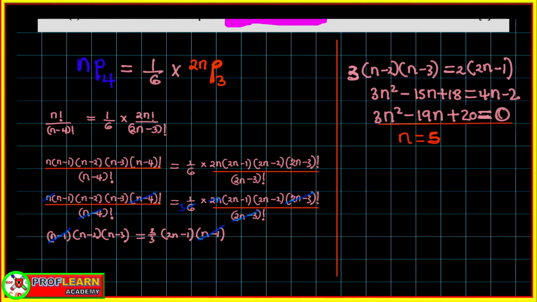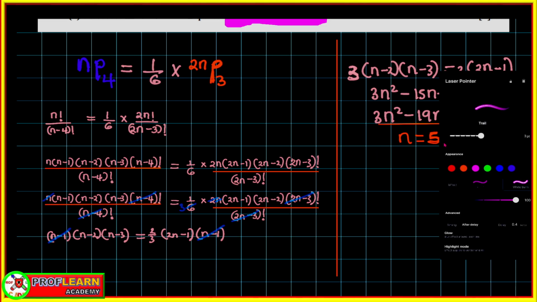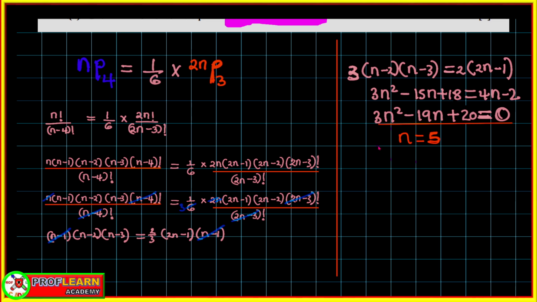So if you are going to get 2 answers, you ensure that you take a whole number, because n was representing the number of items. In that case, you have to ensure that the answer you take here is only n equals 5, which is a positive value.